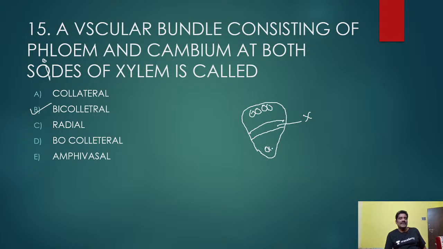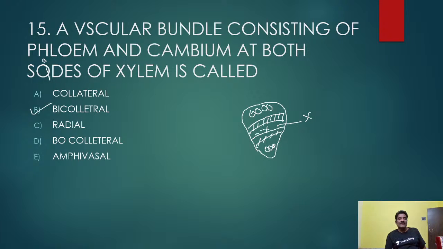Okay, this is also phloem. Xylem is surrounded by phloem and separated by cambium here like this. This is cambium. This is outer cambium, this is inner cambium. Here this is xylem, this is phloem. So the vascular bundle consists of phloem and cambium on both sides of xylem.